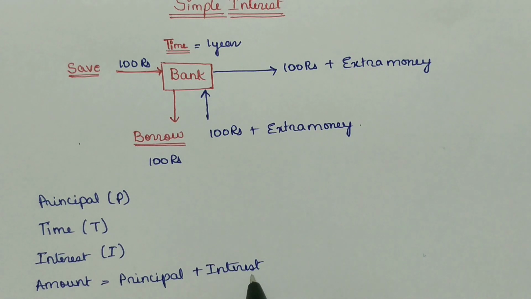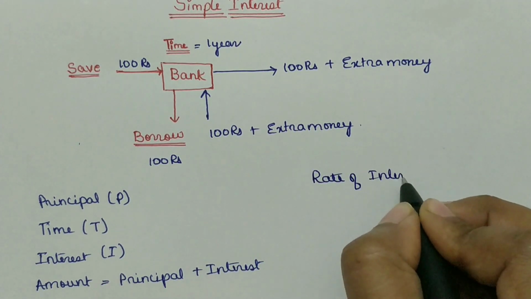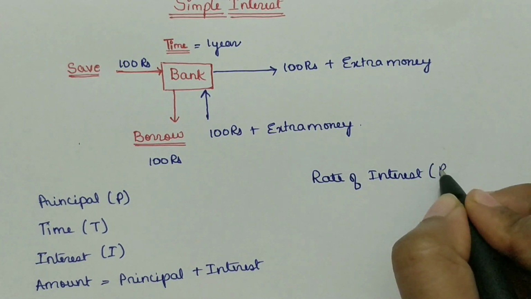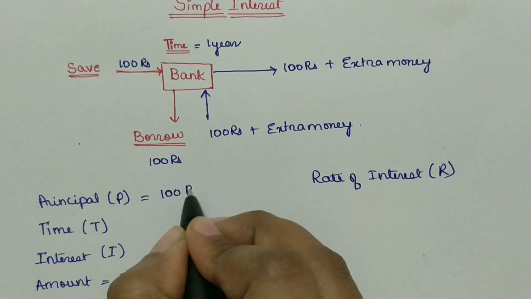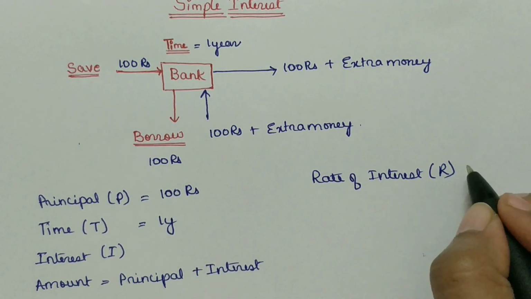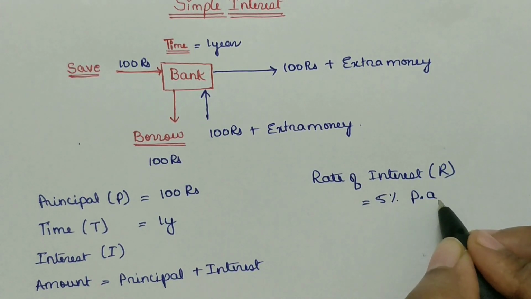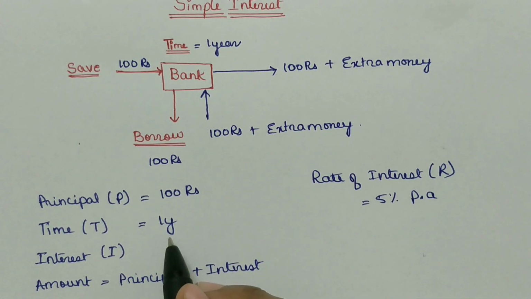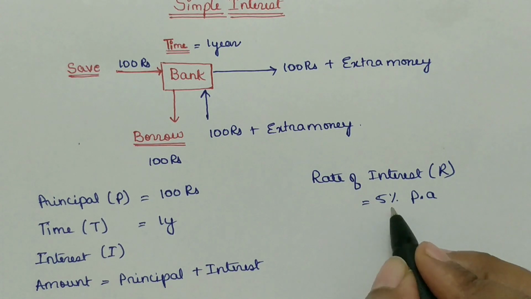Interest is generally given in percentage for a period of 1 year, called rate of interest, R. For example, if we borrow 100 rupees for a period of 1 year at the rate of interest equal to 5% per annum, which is per year, then at the end of 1 year, you have to pay principal, that is 100 rupees, plus interest. Given rate of interest equal to 5%, that is 5% of principal.